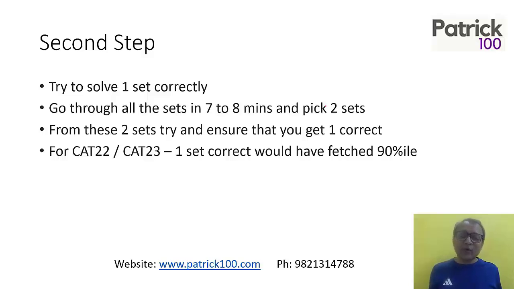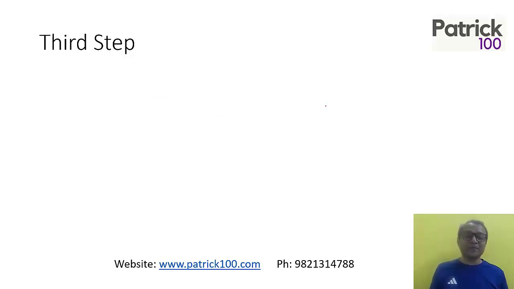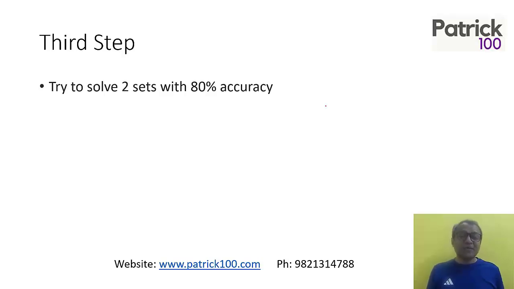So as I said, for CAT 22, 23, one set would have got 90 percentile. So if you can reach this level at a CAT 23 level, that would be sufficient for you to get 90 percentile. Third step, try to solve 2 sets with 80% accuracy. Now slightly go higher. Now you already are able to get one set correct. Try to get 2 sets correct, as far as possible.